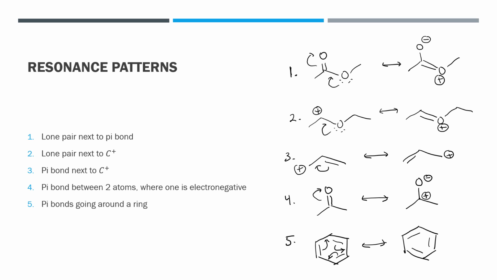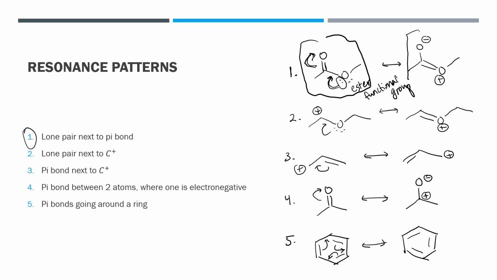So the first pattern is if we have a lone pair next to a pi bond. You can see that here we have an ester. This is an ester functional group. We have a lone pair on this oxygen, and we have a pi bond from the carbonyl. We can push this lone pair to form a double bond, and we can push that pi bond to form a lone pair. And we form this resonance structure.